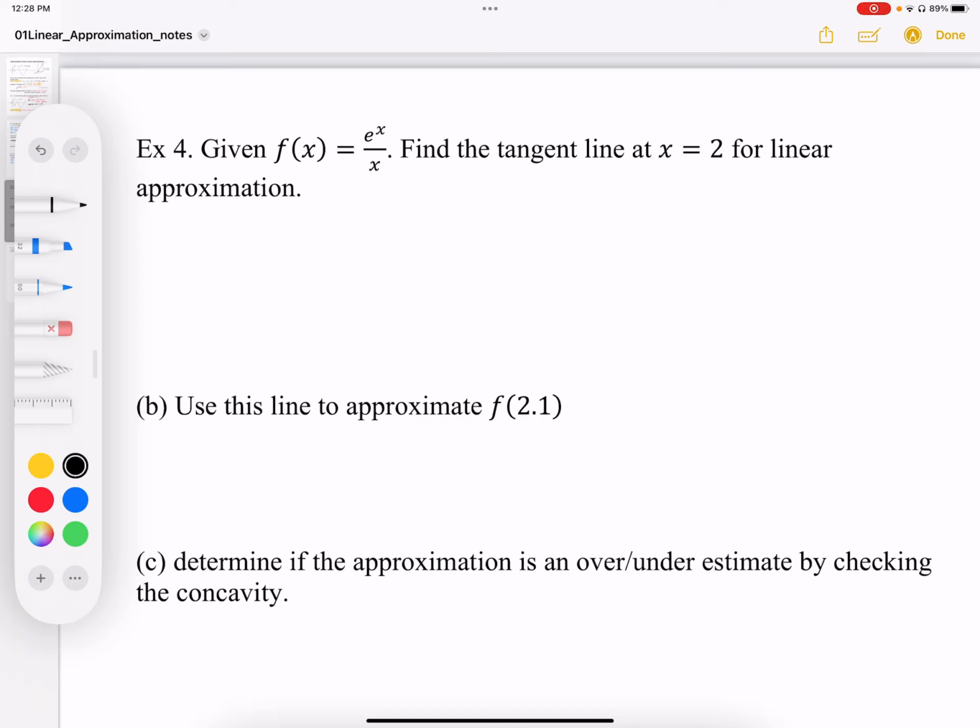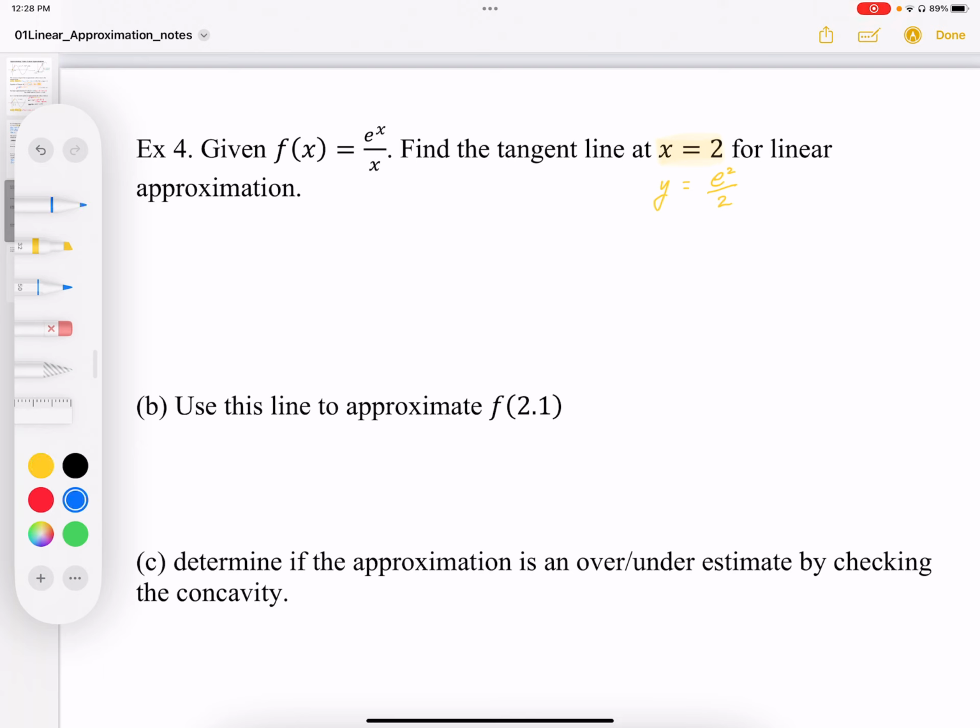Example 4. Given f of x equals e to the x over x, find the tangent line at x equals 2 and use this for linear approximation. So again, we have our point of tangency, x equals 2. We need to make sure we find out the y coordinate here. So y is equal to, plugging 2 into that equation, I get e squared over 2 as a y coordinate.